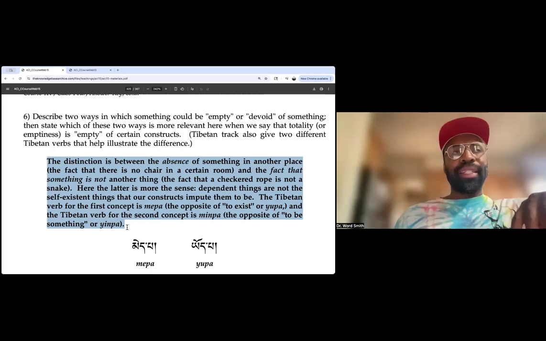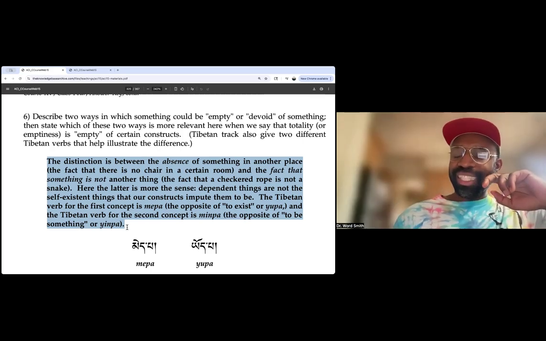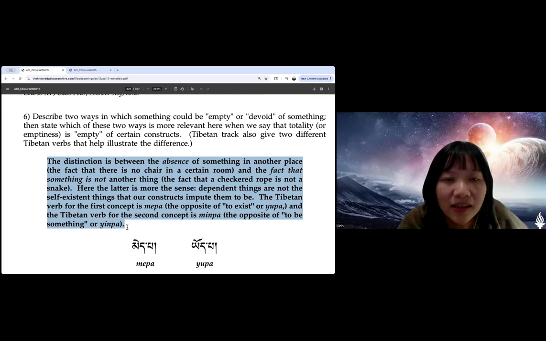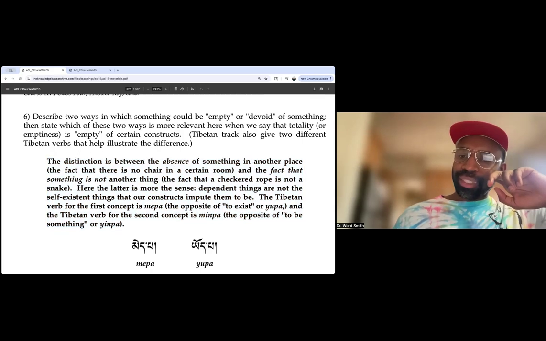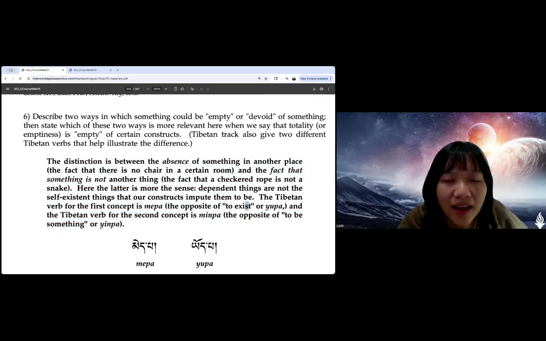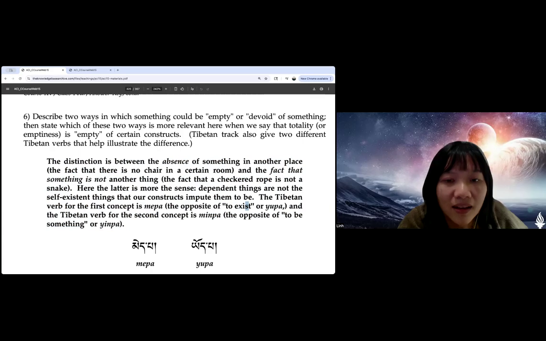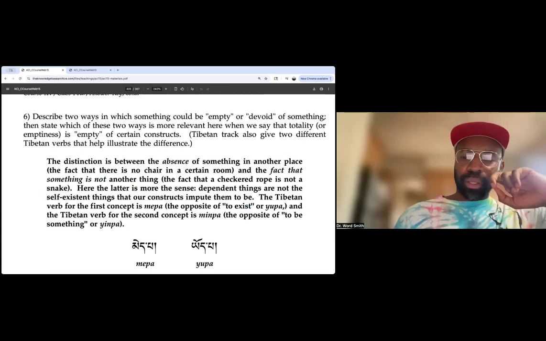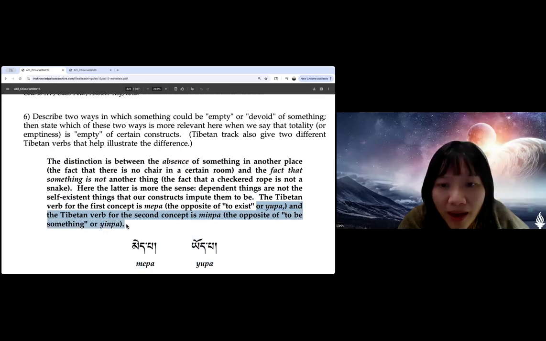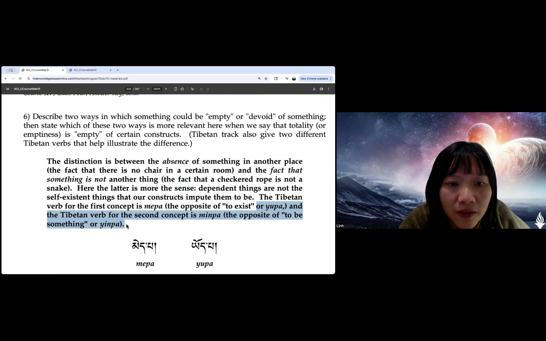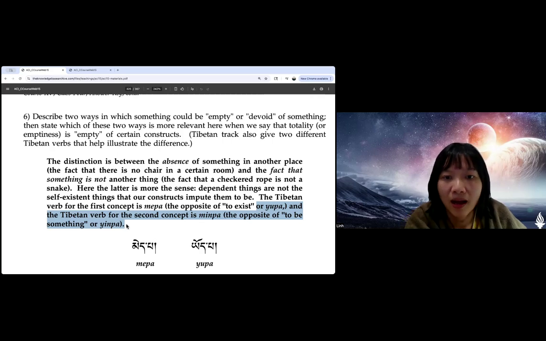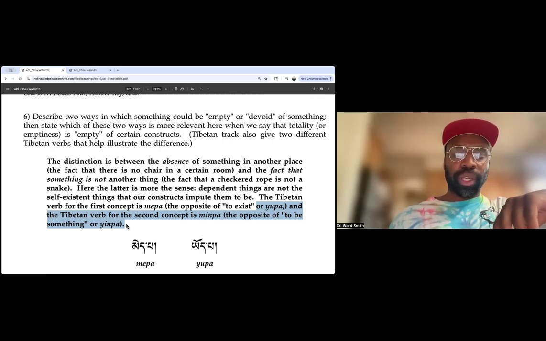The Tibetan verb for the first concept is mepa, the opposite of to exist, or yupa. And the Tibetan verb for the second concept is minpa, the opposite of to be something, or yinpa.